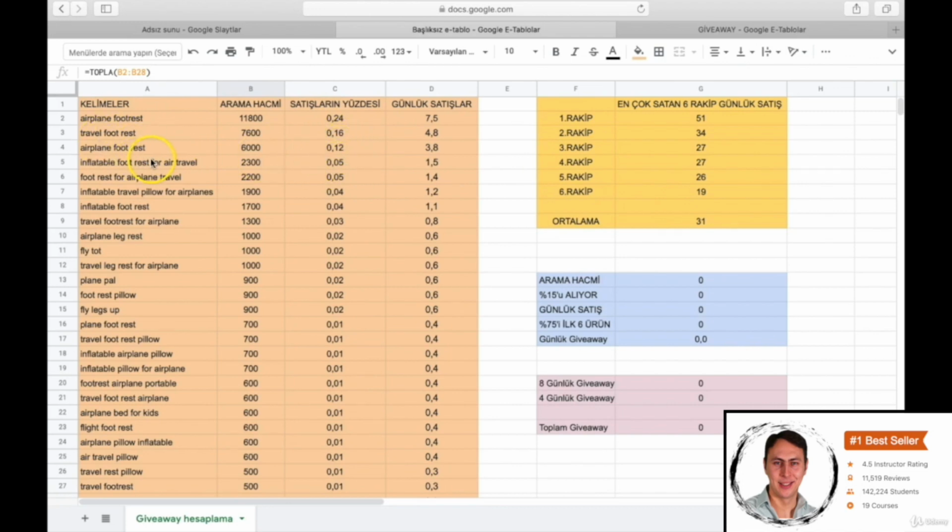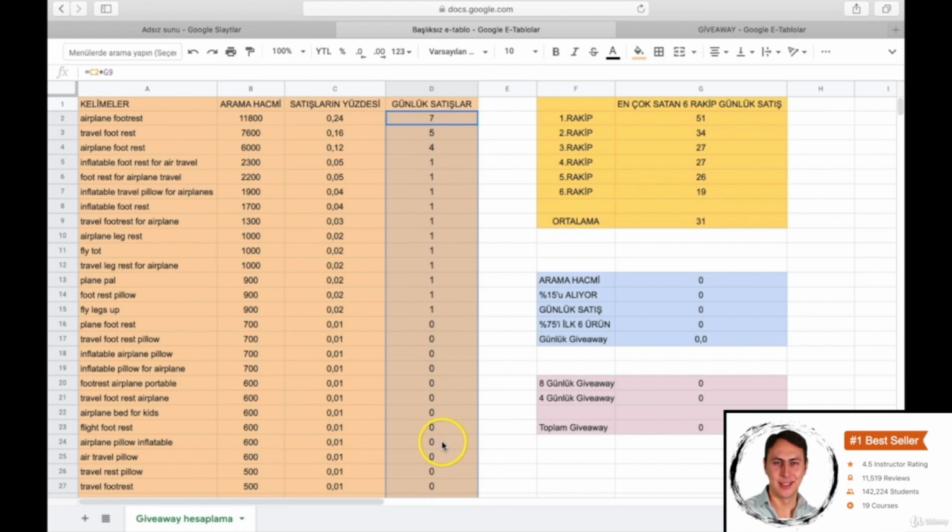In other keywords, we can see in our table what the keywords are, these 31 sales, and how many are the average daily. 24% and 7.5 in the first keyword. In the second keyword, 16% and 4.8, that is, 5. In this way, the distribution of our 31 sales became evident. Of course, you can round this data if you want, but it is better to stay this way.